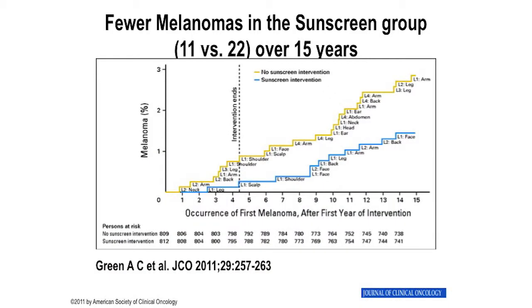This is called a Kaplan-Meier plot, and this shows you the number of patients that have melanoma. The yellow line shows the subjects that did not have sunscreen, and the blue line shows the subjects that used sunscreen. And so they followed these subjects for many, many years, and you see a 50% reduction in the subjects who applied sunscreen, especially for melanoma, and this is the most critical and deadly skin cancer.